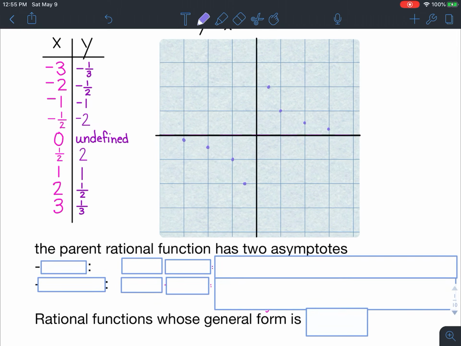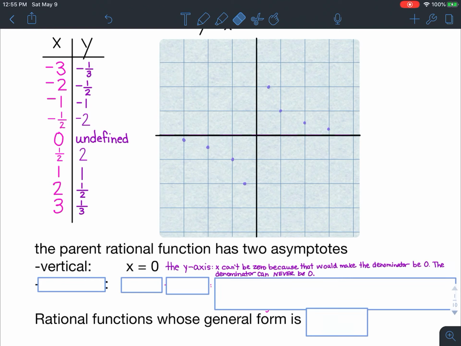the parent rational function has two asymptotes. It has a vertical one. The vertical one is x equals 0, which is really just the y-axis. So this is what we kind of just talked about right here with this undefined. So x can't be 0 because that would make the denominator be 0. The denominator can never be 0.